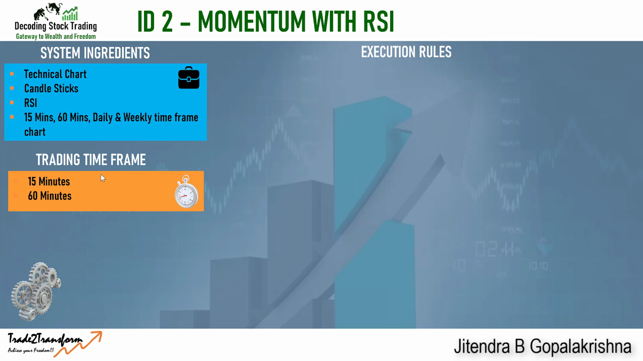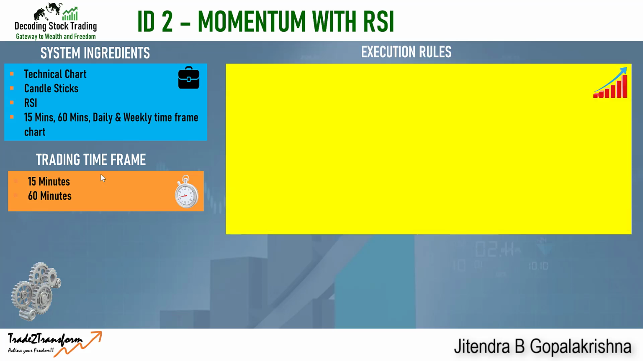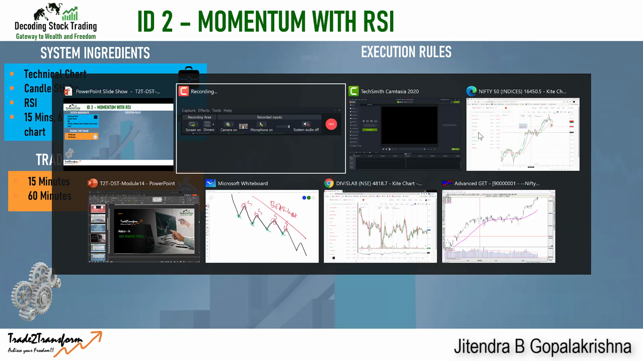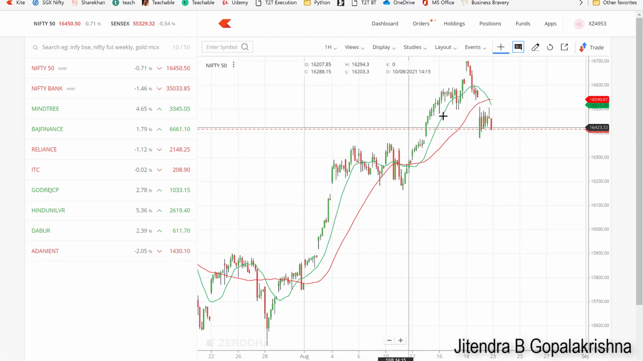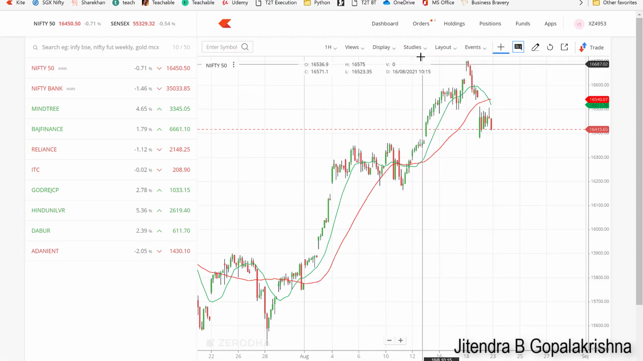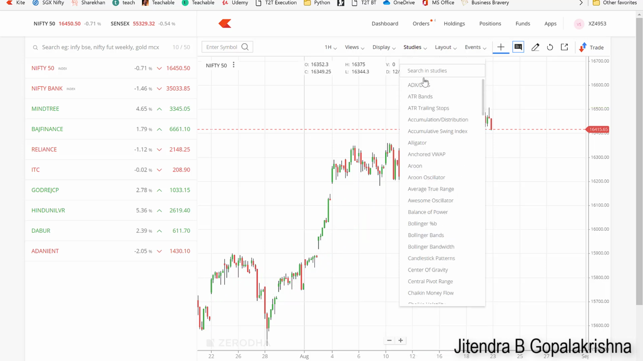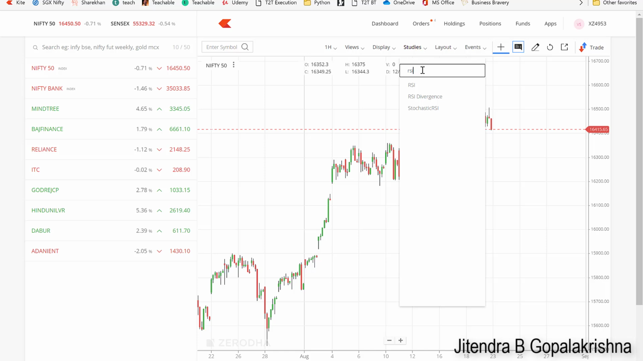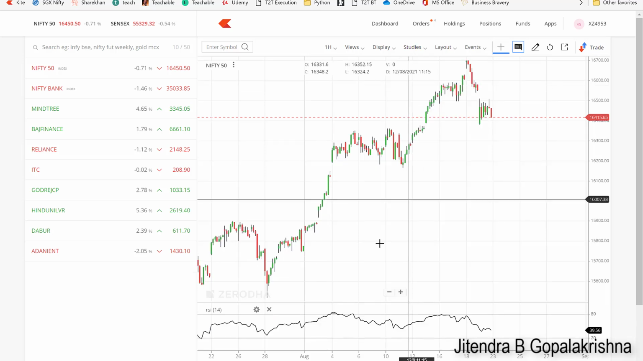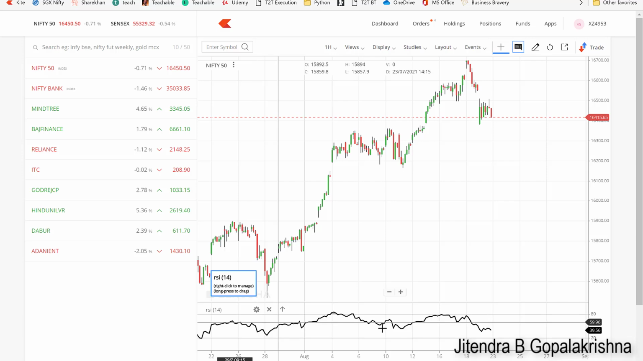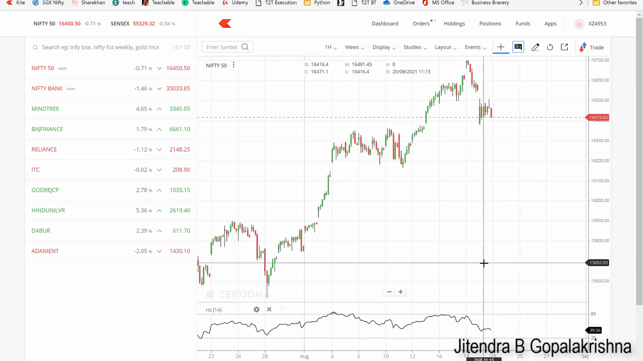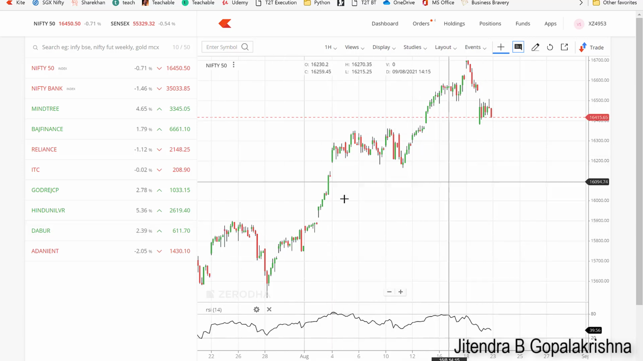Now, what are the execution rules? The setup is pretty simple. Let me show you that before I give you the execution rules. In studies, we don't need any of these moving averages. We need RSI. By default, you get RSI 14. That is the default. That's all you need: RSI and the candlestick charts, and then multiple time frames.